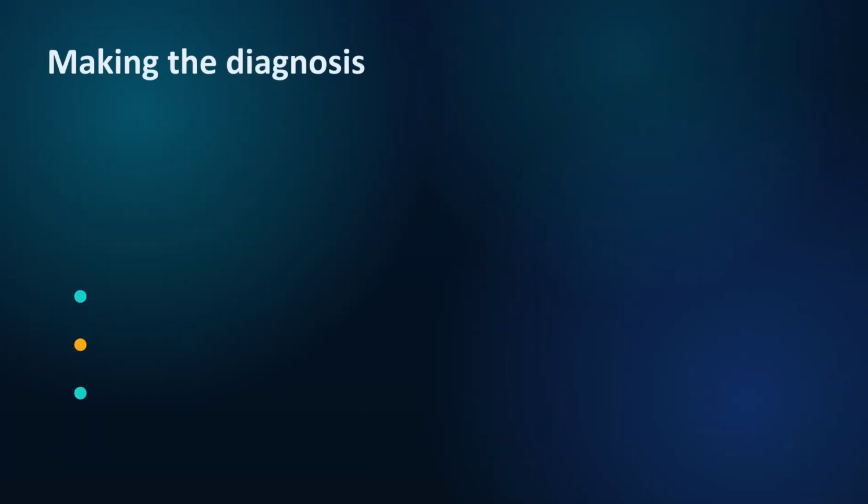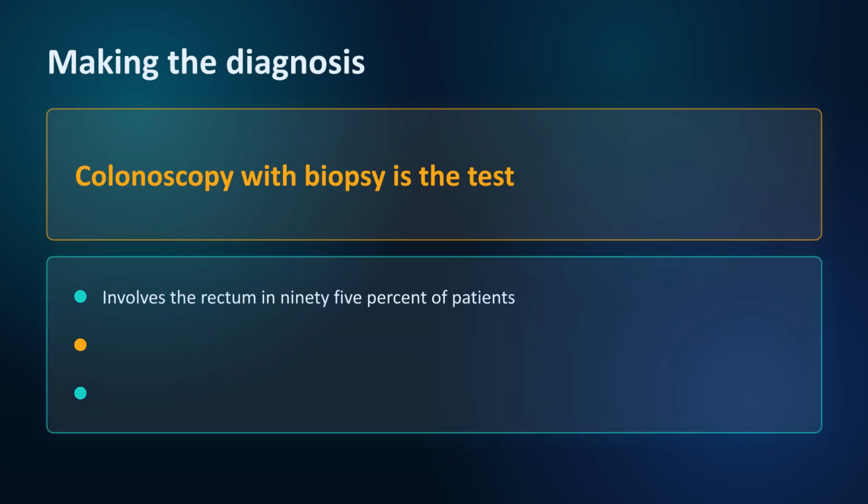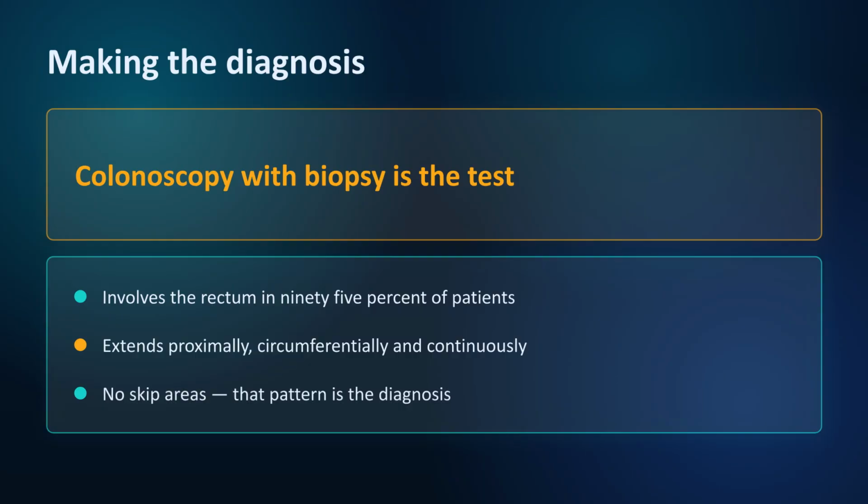How do we make the diagnosis? Colonoscopy with biopsy is the test. And there is a pattern you are looking for. The rectum is involved in 95% of patients. From there, the disease extends proximally, circumferentially, and continuously. There are no skip areas.